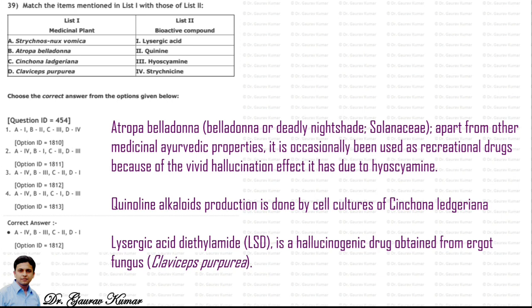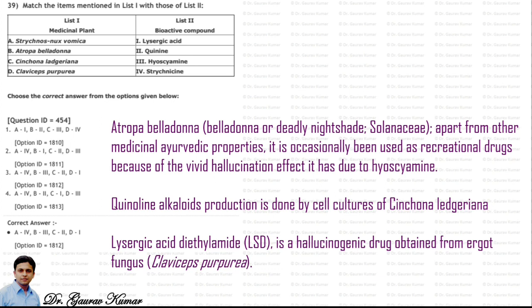So there are some medicinal plants and their bioactive compounds. I'll just read the uses of the bioactive compounds and the medicinal plants. So Atropa belladonna is the belladonna or deadly nightshade, family Solanaceae. Apart from other medicinal Ayurvedic properties, it is occasionally being used as a recreational drug because of the vivid hallucination effect it has due to hyoscyamine. So that is an important compound obtained from Atropa.